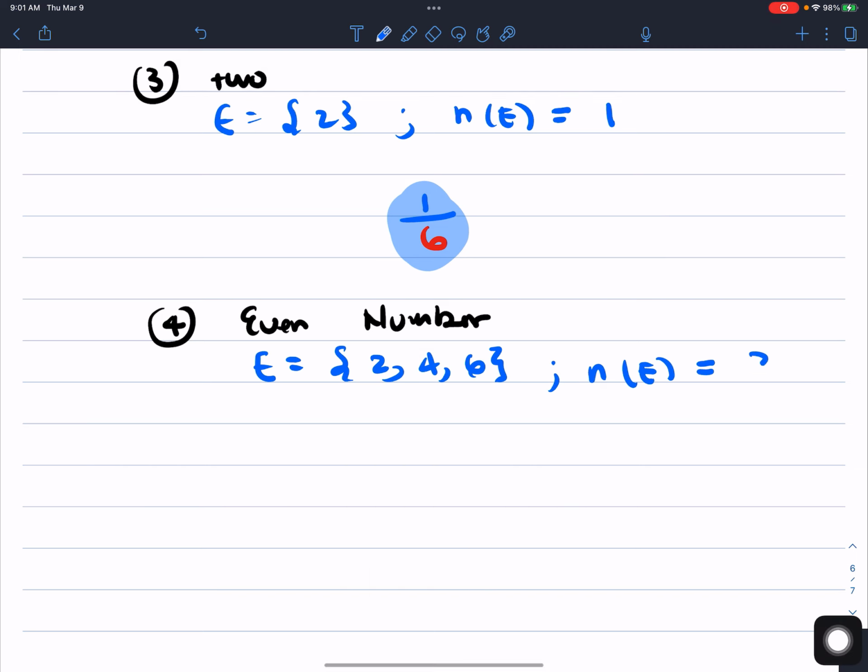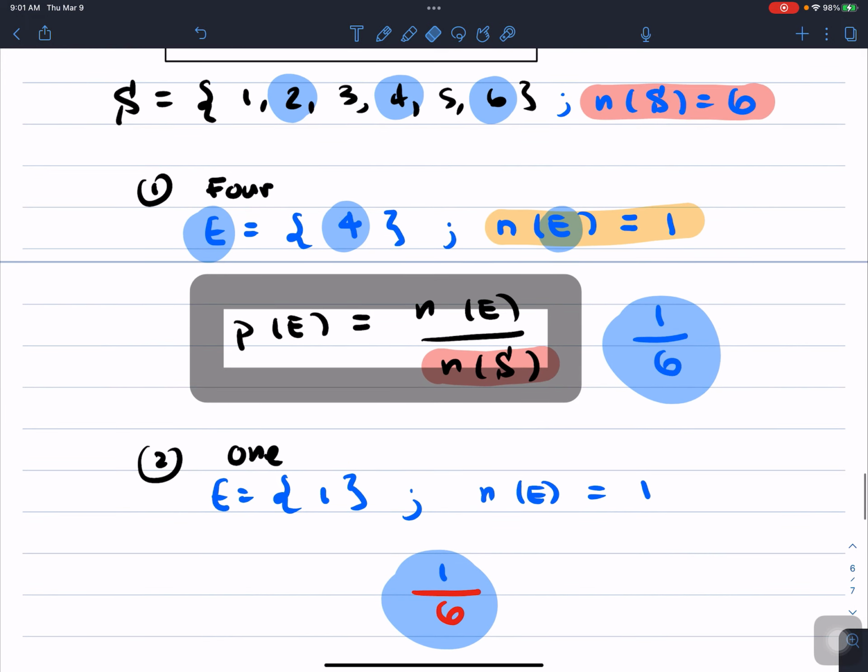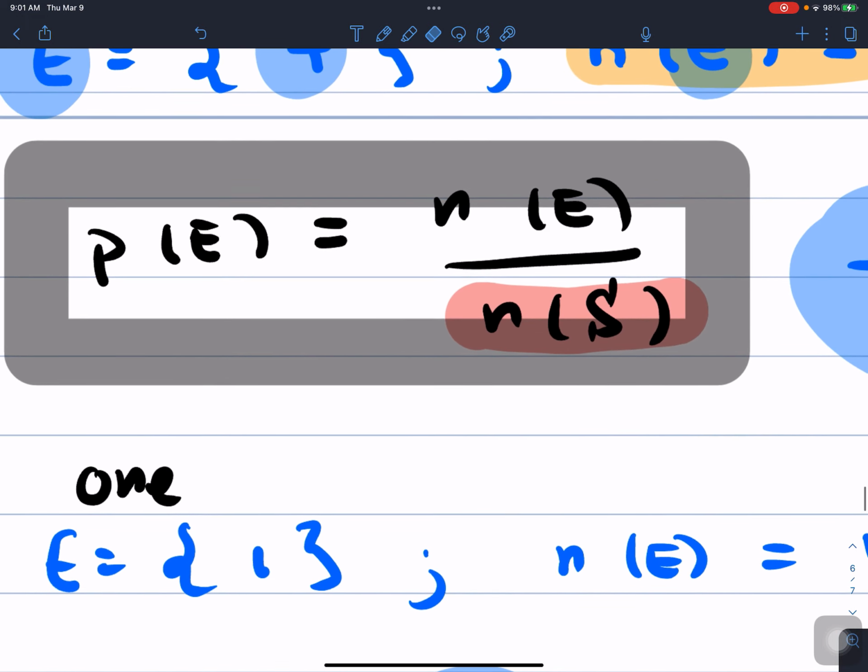Good. Good job. So then the probability of rolling an even number, okay, what's your definition again? This is a probability definition, ladies and gentlemen.